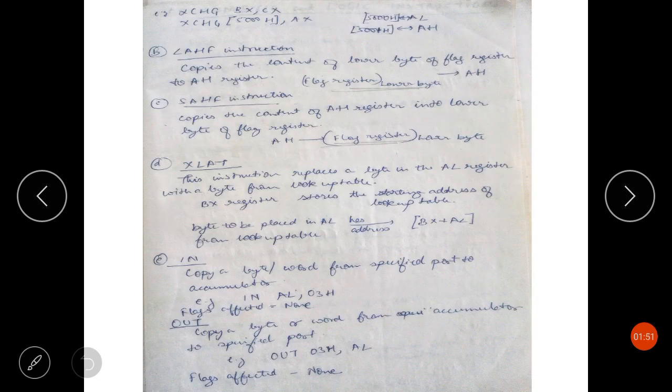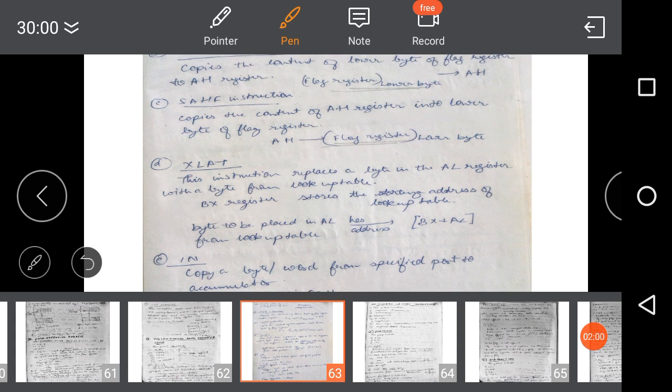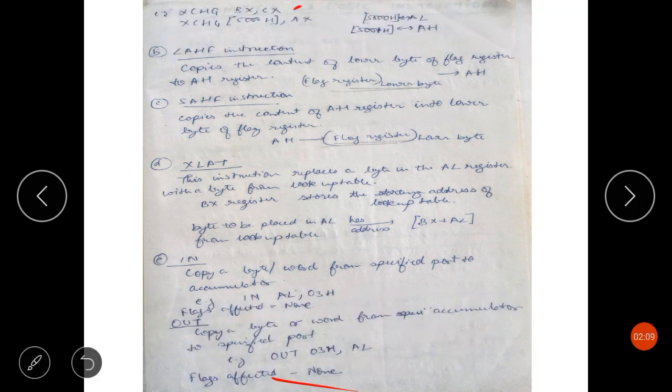The example is XCHG BX, CX. Since BX is carrying a word, and CX is also carrying a word, and I have told you that both the source and destination should carry word at the same time or byte at the same time, here both are carrying words, so a word exchange will take place between the BX and CX registers. Similarly, the next example is XCHG 5000H, AX. 5000H is the offset of the operand, and AX is the 16-bit accumulator containing a word, so a word exchange will take place.